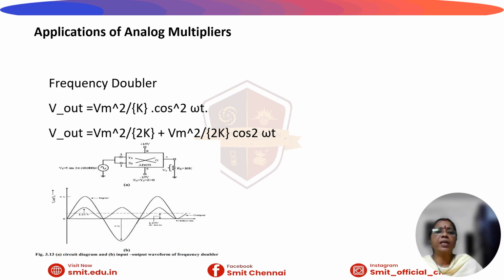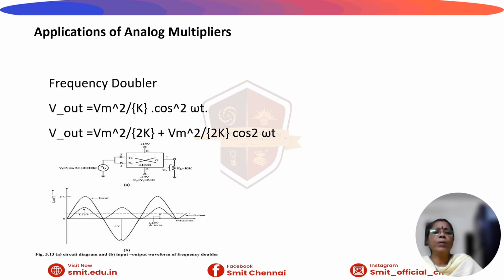So Vout is equal to Vm square by K into cos square omega t. Here the input signal Vm sin omega t is given at both the inputs of the analog multiplier and the output is obtained. So the output is Vm sin omega t into Vm sin omega t, which is Vm sin square omega t, which is nothing but Vm square by 2 plus Vm square by 2 cos 2 omega t.